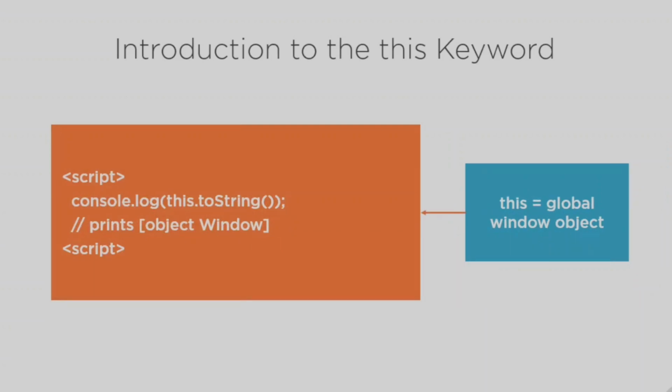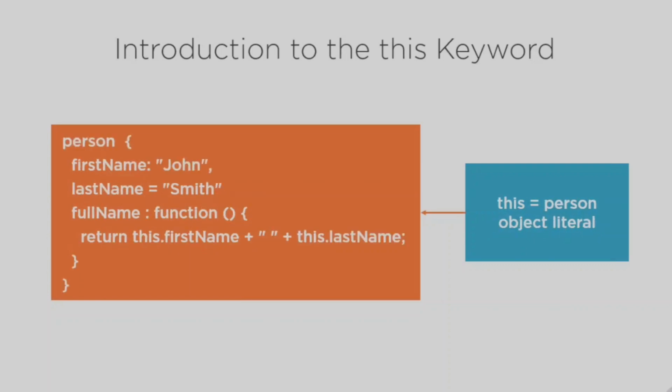If we're just trying to print out this within a script tag, you have to remember that JavaScript is running within the global window object that's available in every browser. So if you try to just print out this to the console, it's going to come back with, hey, I'm the global window object, because you're not within any context other than this global object.